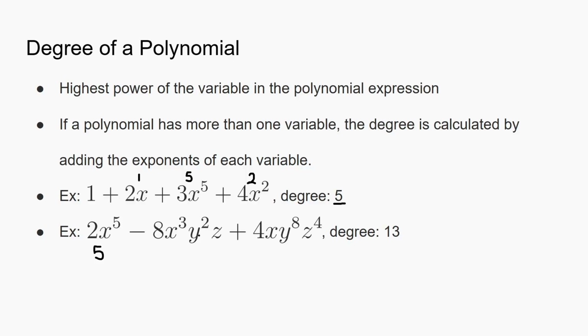For the second term, the degree is going to be 3 plus 2 plus 1. So 3 plus 2 plus 1 is 6. For the third term, we have a degree of 1 plus 8 plus 4. That is 13. We have 5, 6, and 13. 13 is the biggest number, so our degree is 13.